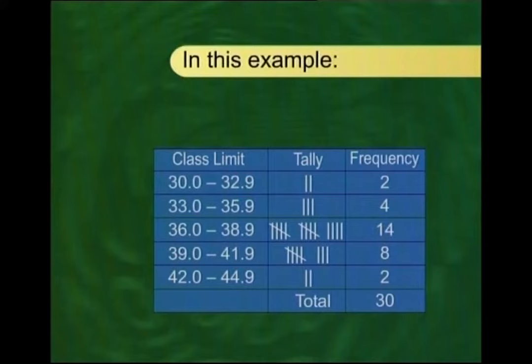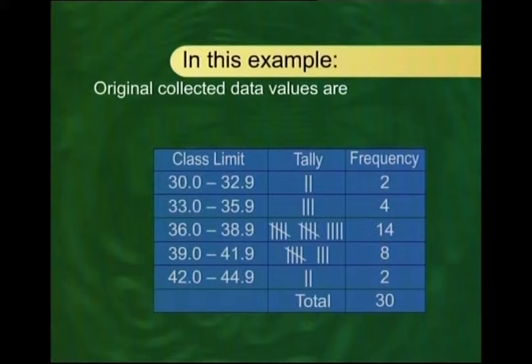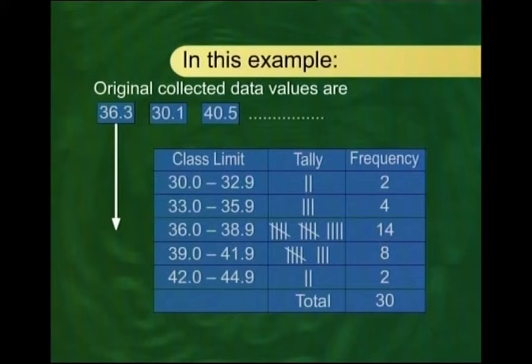So in this example, if I go back to the original data that we collected, as you now see on the screen, the values in our data set were 36.3, 30.1 and so on. Is lihaz se, sabse pehli value 36.3 jo hai, isko hum tally karenge third class mein, kyunki third class jo hai, that is going from 36.0 to 38.9. To saaf zahir hai ke 36.3 jo hai, wo isi class mein fall karega. Next jo value hai 30.1, obviously that will fall in the first class, which starts from 30.0 and goes up to 32.9.